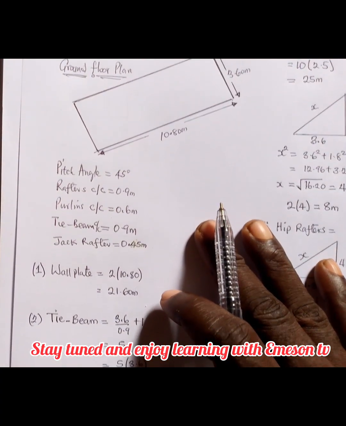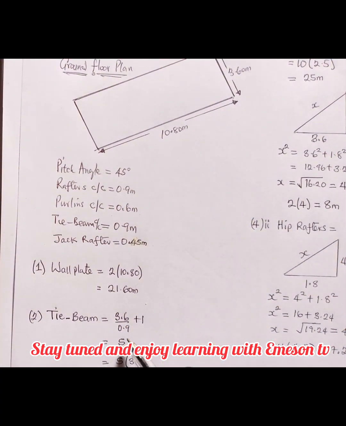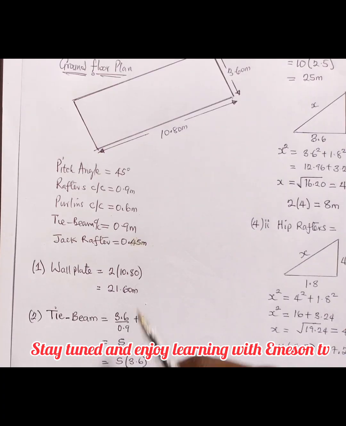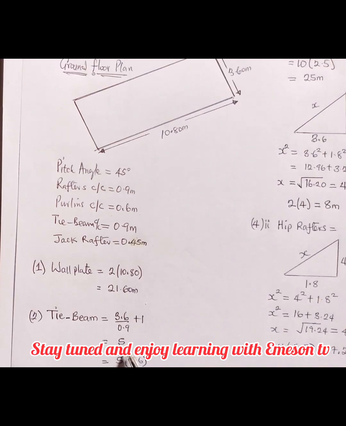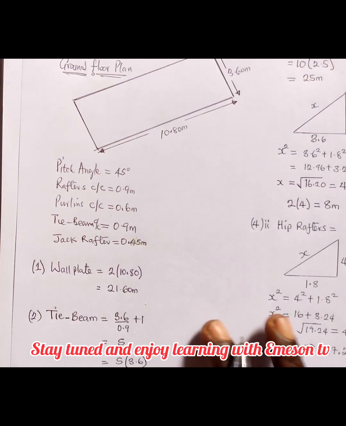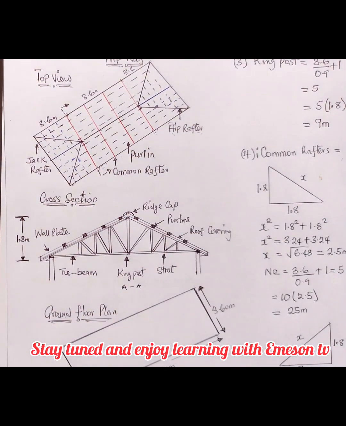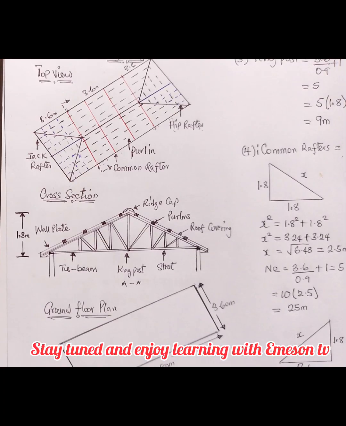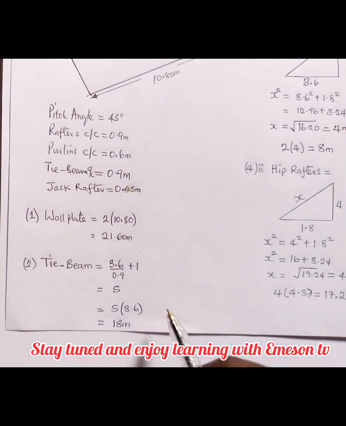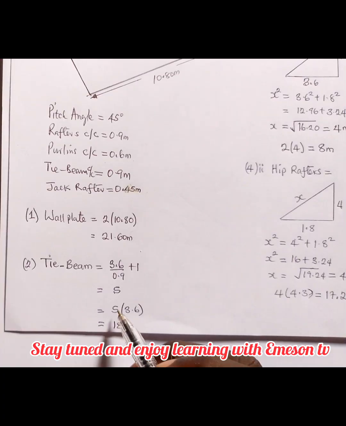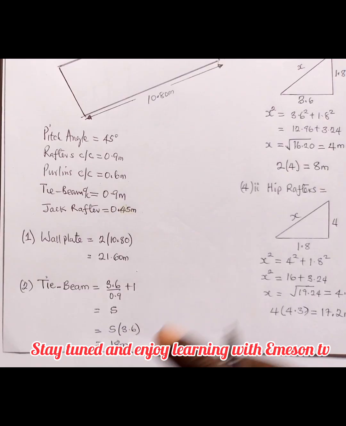So if from here to here is 3.6, then let us get the total number of tie beams. For us to get the total number of tie beams, we have to say 3.6 divided by the spacing center to center line, which is 0.9. For tie beam, 3.6 divided by 0.9 plus 1, we have 5. Total number of tie beams is what? 5. For us to get the total length, you have to multiply by the length of one tie beam. One tie beam will run across from this point to this point, across the width of the plan, which is what? 3.6. So I'm using 3.6 as the length of one tie beam multiplied by the number 5 to give me 18 linear meters. So for tie beam we have 18 meters.